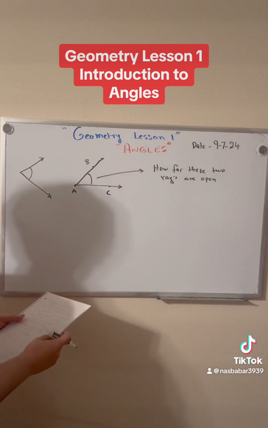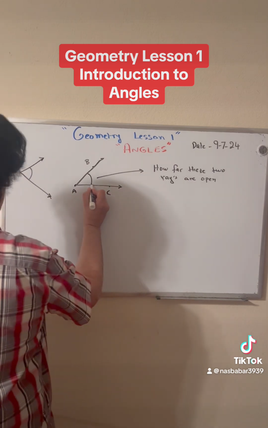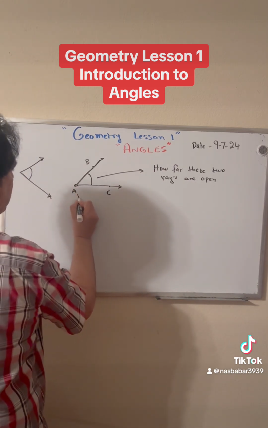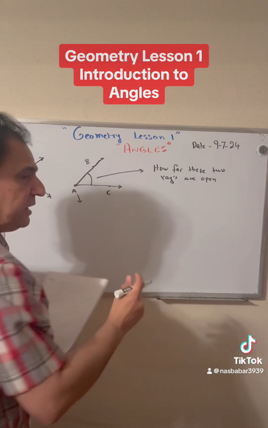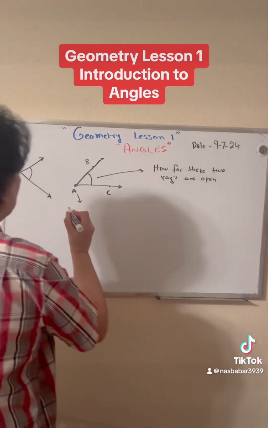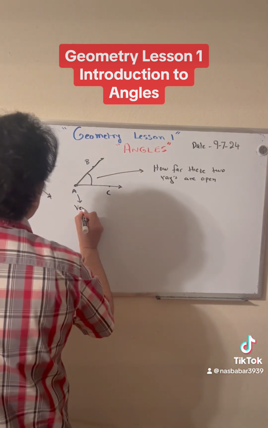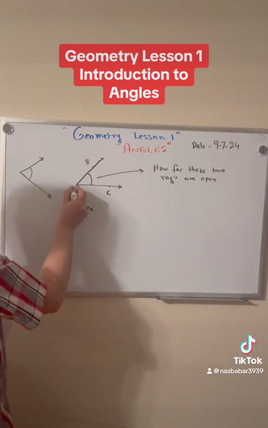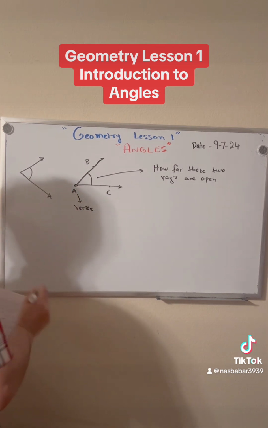In this particular case, this point A is called the vertex. The vertex is basically where two rays join each other. So this is the vertex, where ray B and ray C join at this point.